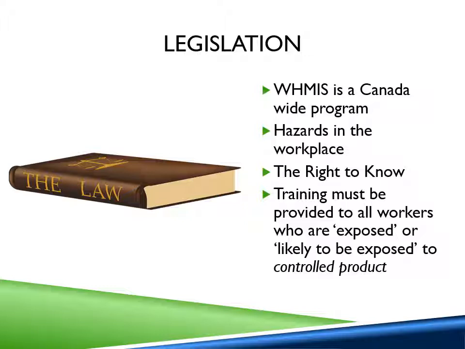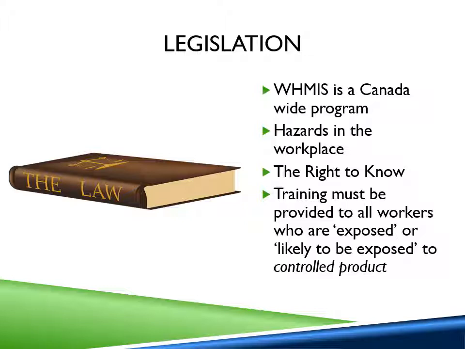WHMIS is a Canadian-wide program applying to all jurisdictions via federal, provincial, and territorial laws. It only applies to hazards that are in the workplace. The information system is based on a fundamental right of employees, the right to know. The right to know refers to an employee's right to know or be informed of existing or potential dangers in the workplace. Training must be provided to all workers who are exposed or likely to be exposed to what WHMIS calls a controlled product. We will discuss controlled products in detail later in this module.